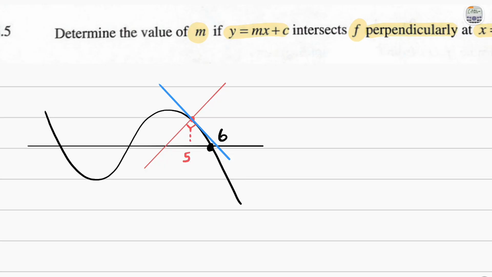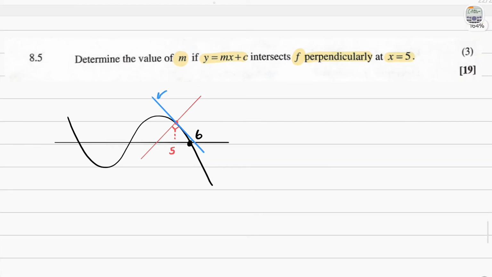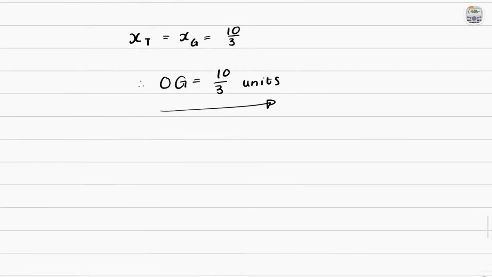All we're doing is finding out exactly what the gradient of the cubic function is at x equals 5. And we find out what that gradient is. That's going to be the gradient of the cubic function at x equals 5. And then we will just apply that this line is perpendicular to it. So we just need the gradient formula again.